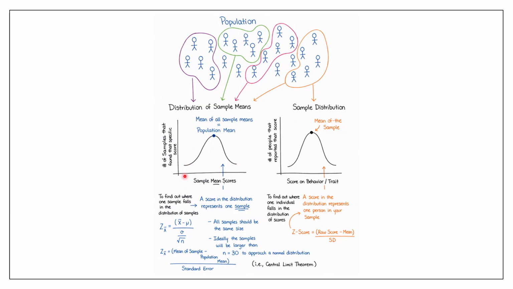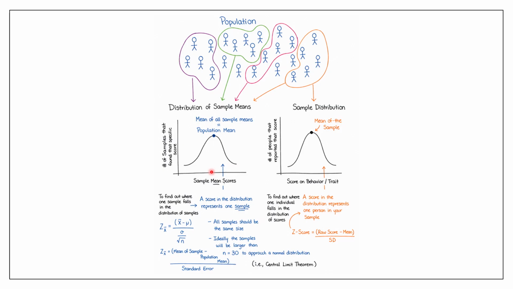So again, how we read the graph is very similar to what we just discussed. The only difference is that previously we were talking about individuals that belong to a sample, and now we're talking about samples that belong to a population.